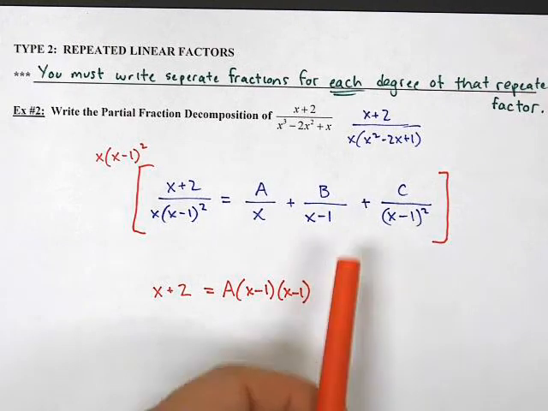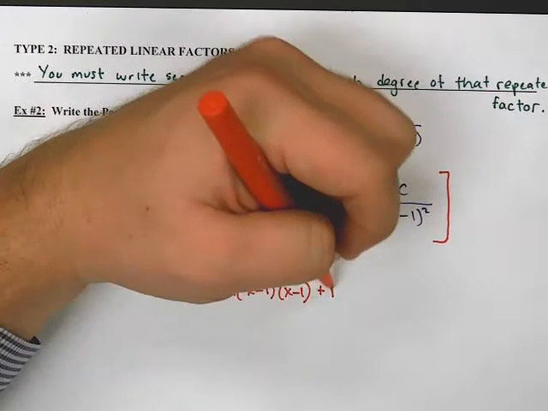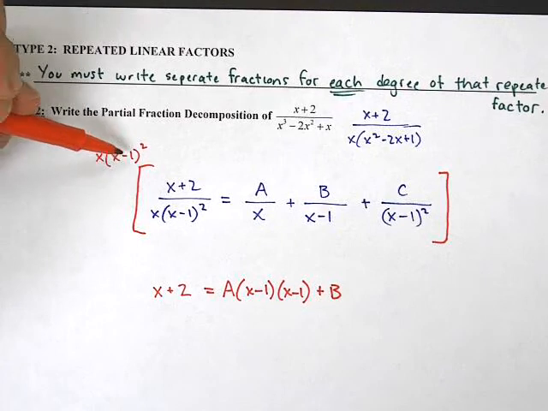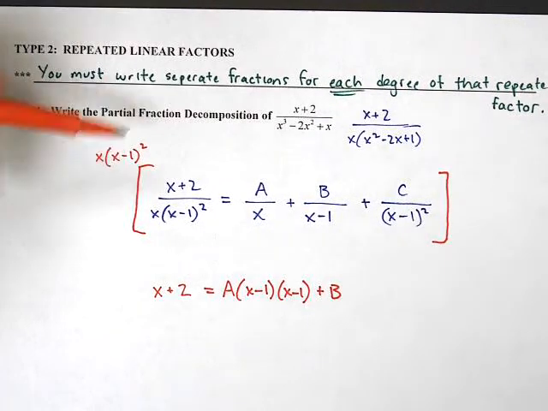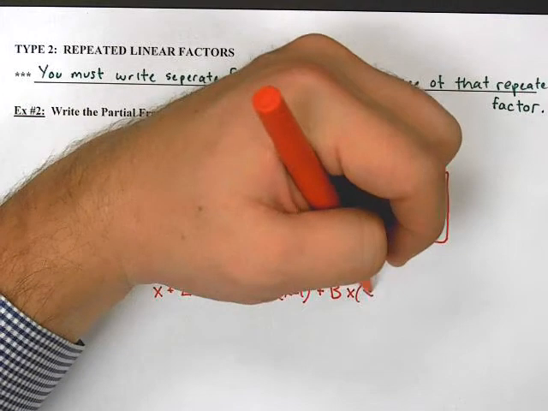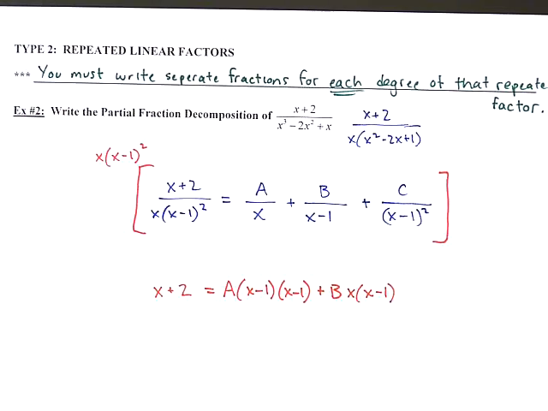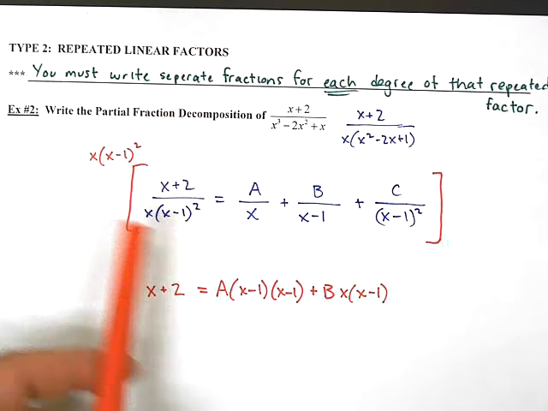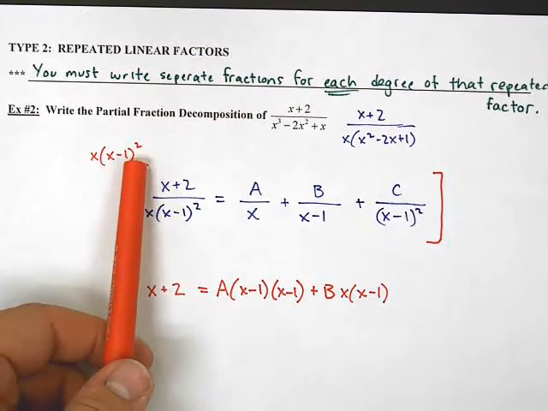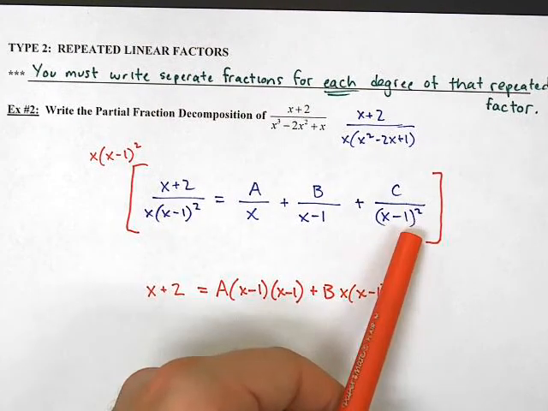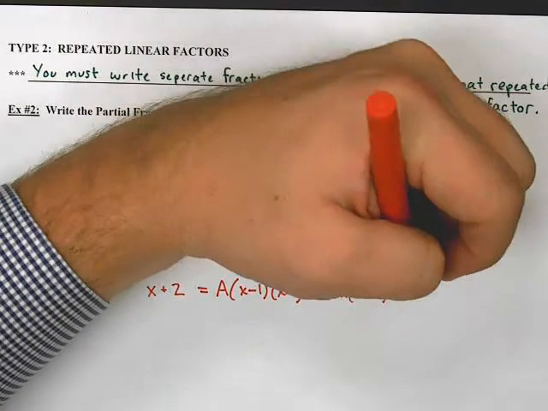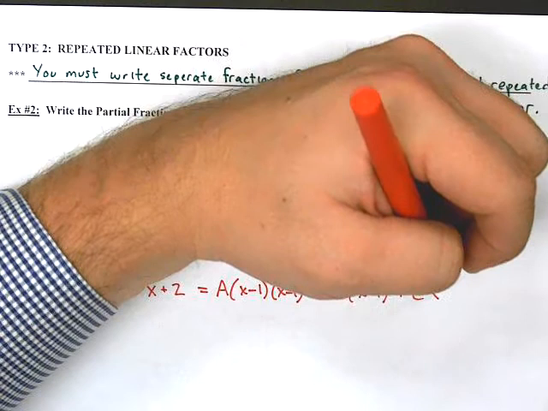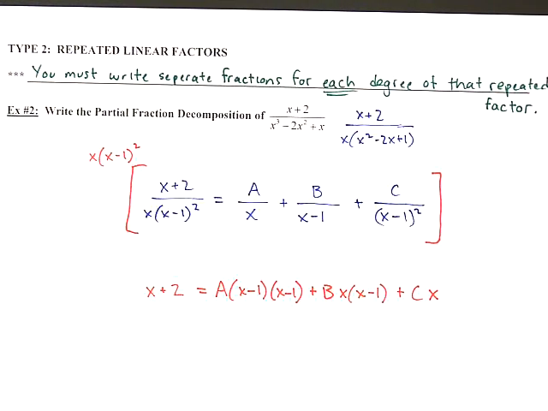Let's see here. Next one. B, when I multiply, what's going to cancel? One of the x minus 1s is going to cancel. So I'm going to have Bx and then one more x minus 1. And then lastly, when I multiply x minus 1 squared by C over x minus 1 squared, the x minus 1 squareds should cancel. So this would just be Cx. Alright?